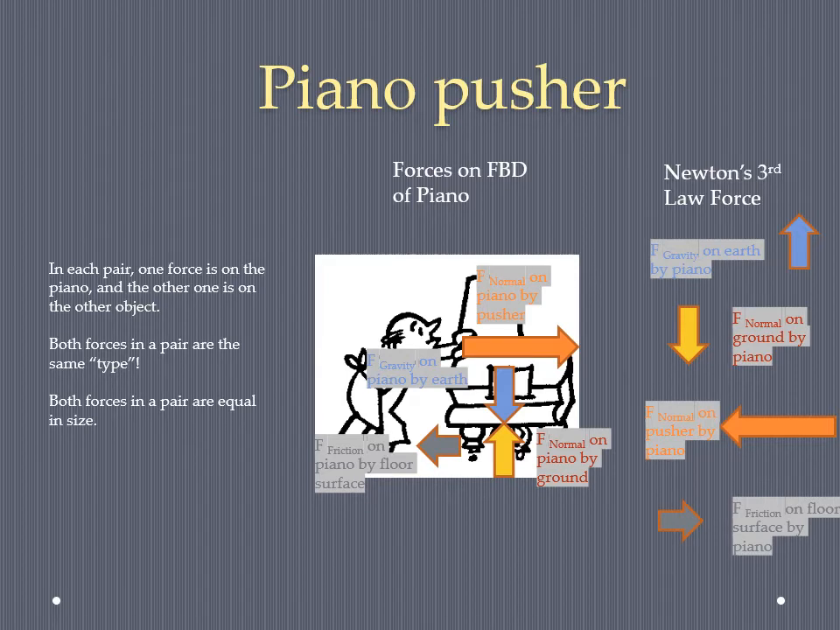Also, both forces in a pair are equal in size, right? You notice that in the drawing that I made, the normal force is a big one. We're pushing really hard. Friction is small, and they're the same size. Both of those friction forces are the same size, even though they're on different objects. And then the last thing is that the paired forces are in opposite directions. So one of the gravity forces is down, the other is up. One of the normal forces is down, the other is up, etc.